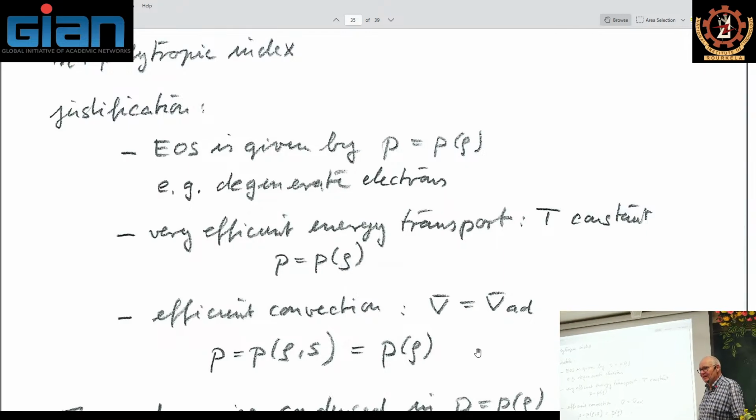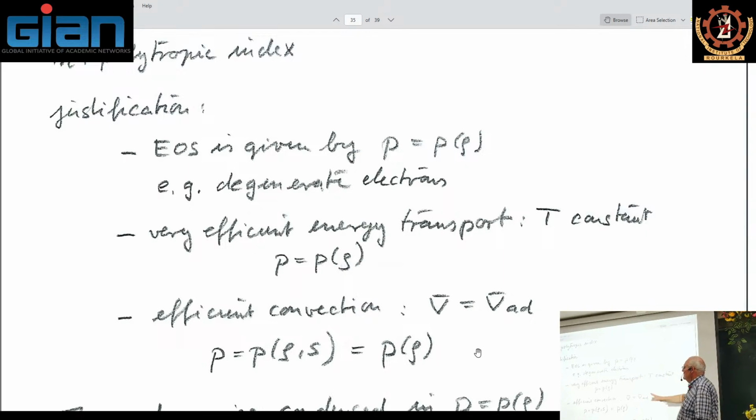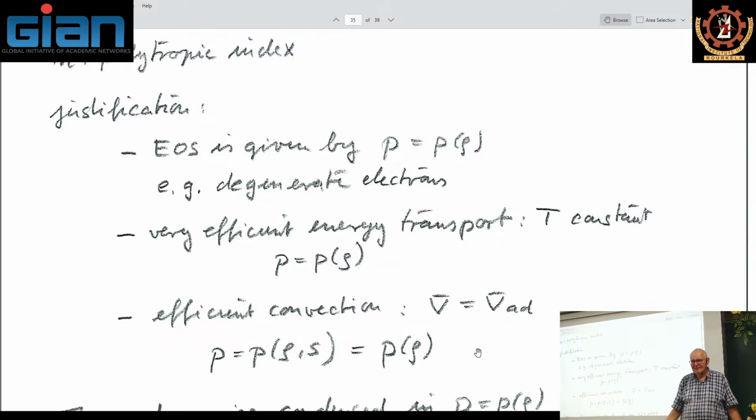Another way to realize such a relation would be if the energy transport would be very efficient. Very efficient energy transport would mean temperature is constant. This is not met in stellar environments, but let's assume we have an extremely efficient energy transport, then the final state will be temperature is constant, and once we have an equation of state for an ideal gas, then we would have P proportional to rho times T. If T is constant, then the pressure would be a function of the density only.